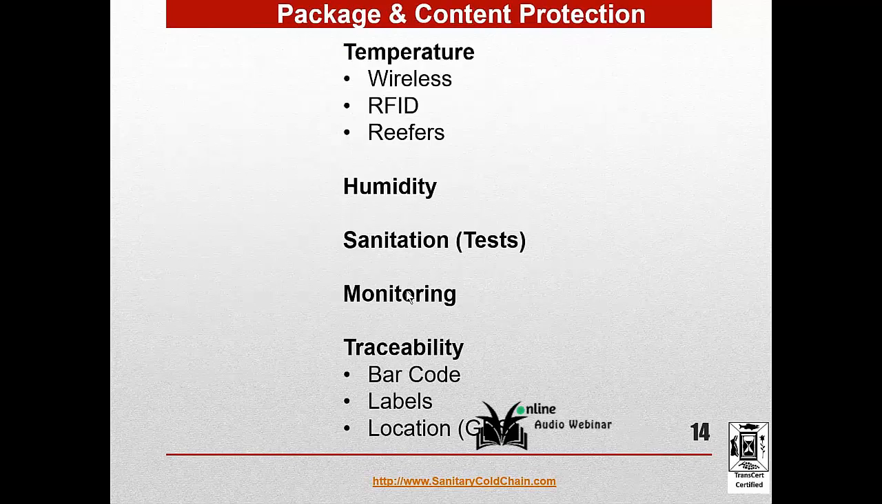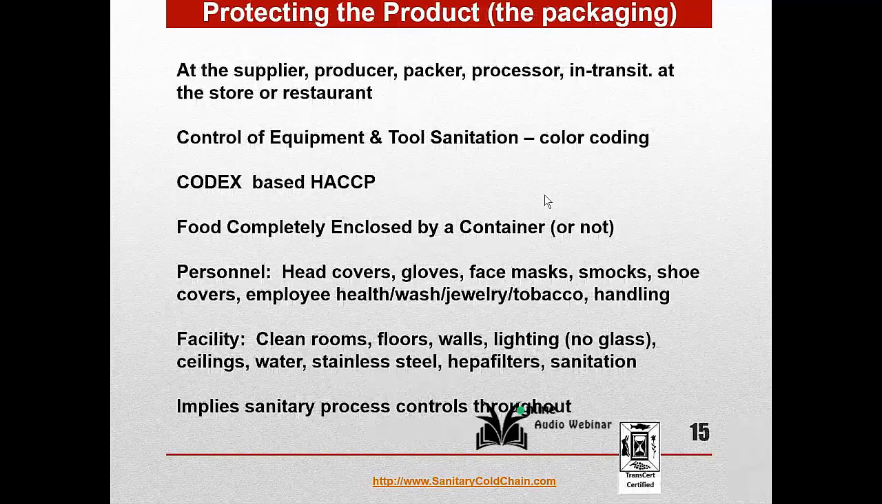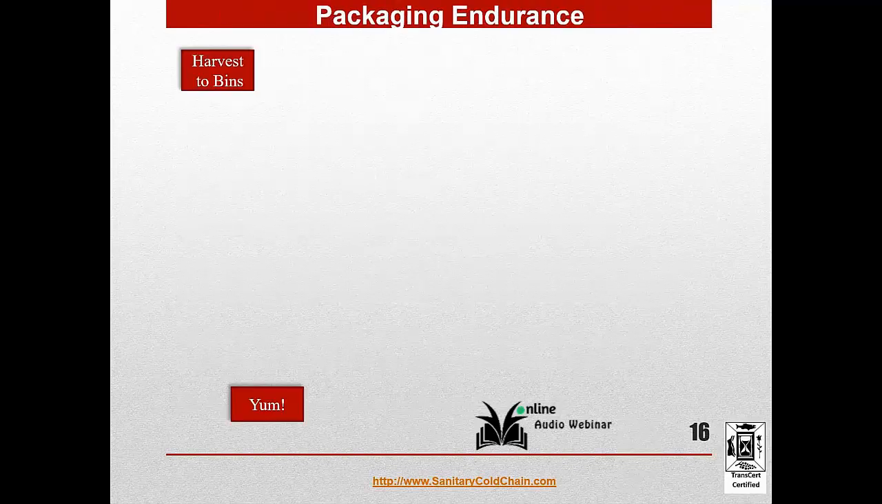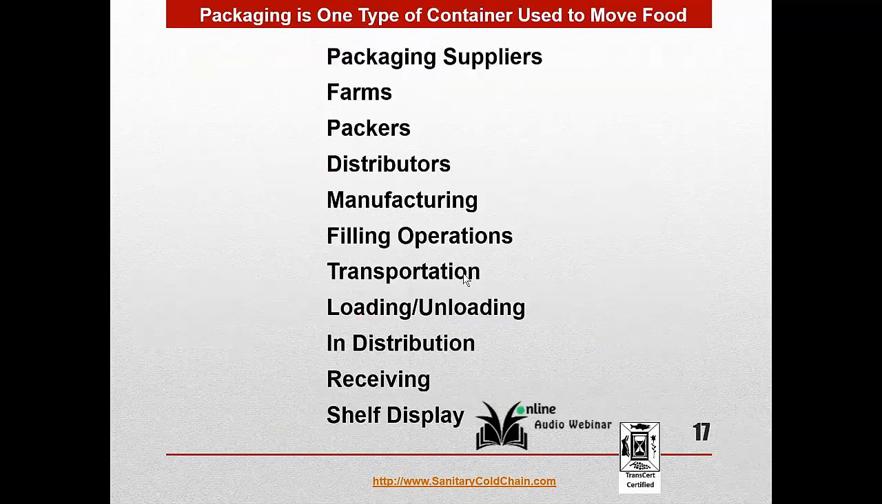So we talk about the package and content protection. So what protects the product? Well, that's the packaging. Let's talk about this process. We've got a harvest going on up there in the upper left. Now look at this process. Packaging is one type of container used to move food.